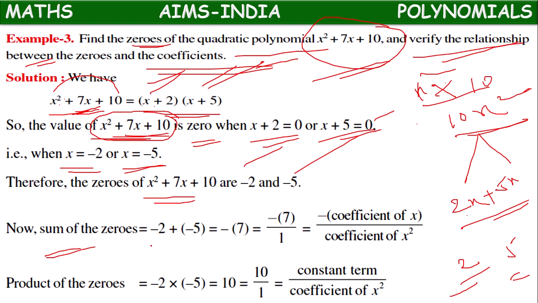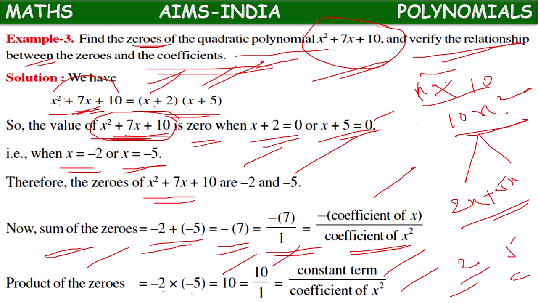What is the sum of zeros? Minus 2 plus minus 5 is minus 7. So coefficient means minus 7 by 1, coefficient of x by coefficient of x square. What is the product? Minus 2 into minus 5 is plus 10, means 10 by 1, constant term by coefficient of x square.